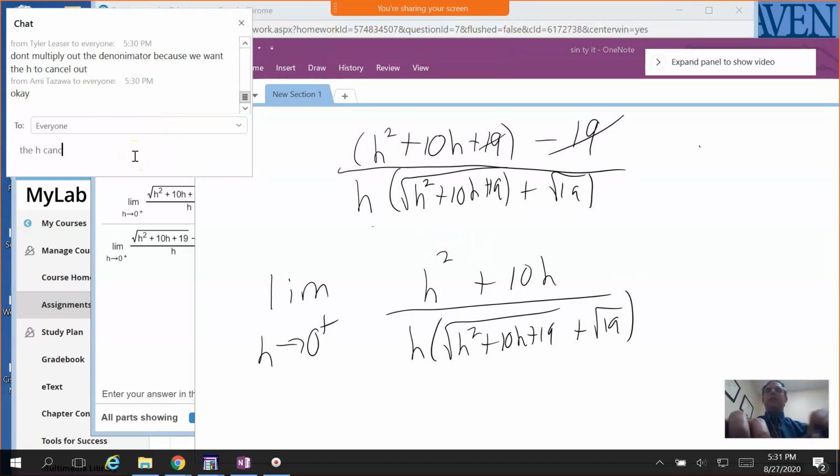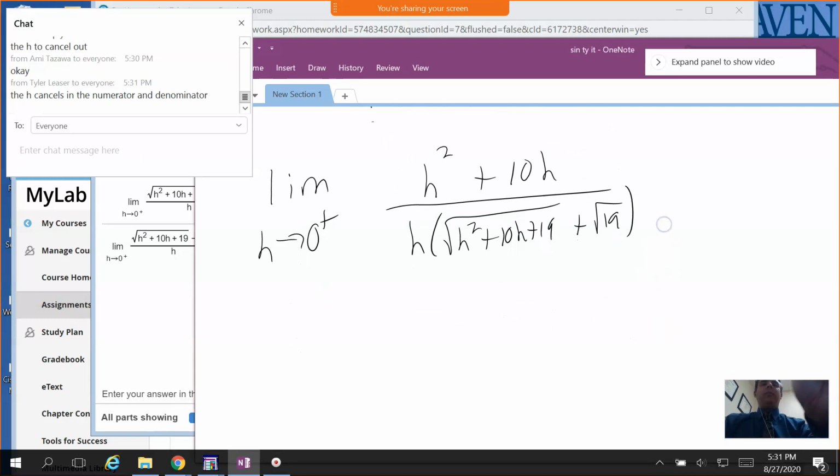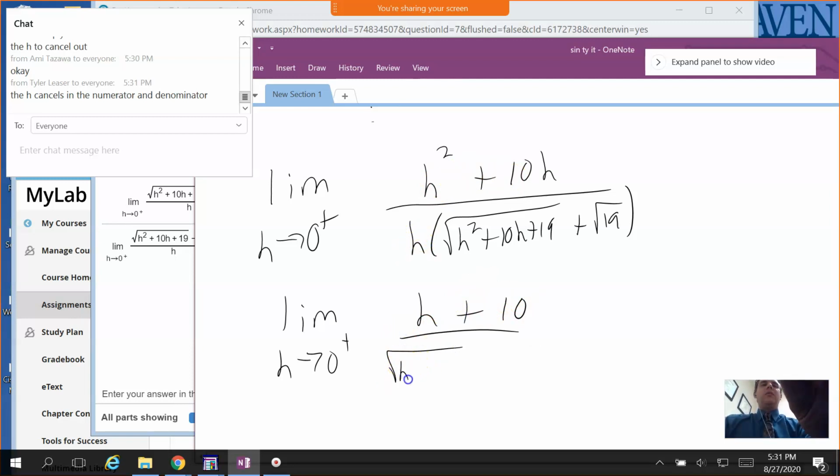The h cancels in the numerator and denominator. So the limit, as h goes to 0 from the right, we're just going to have a single h. The h canceled out from this one, so now it's 10. This h is now canceled, so we have the square root of h squared plus 10h plus 19, and then over here we still have the plus root 19.